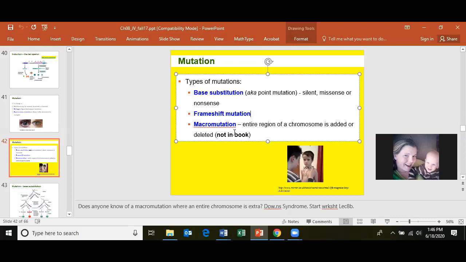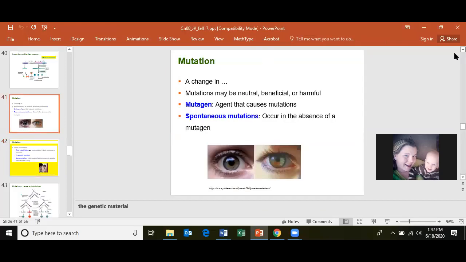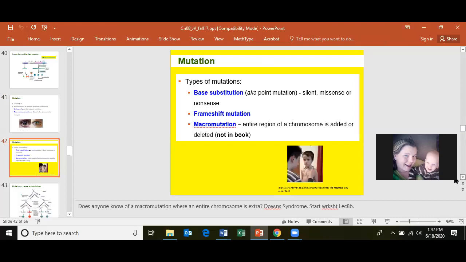And you actually know an example of that. Let me scroll that up. Can anyone tell me a macromutation that's quite common in the human population? Trisomy 21. Yeah, Down syndrome, trisomy 21. I think that's right.